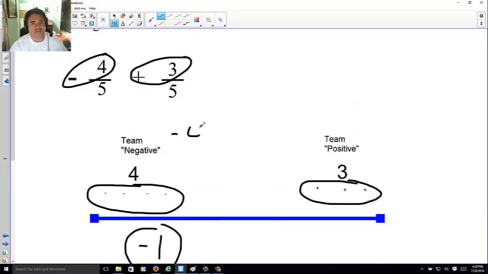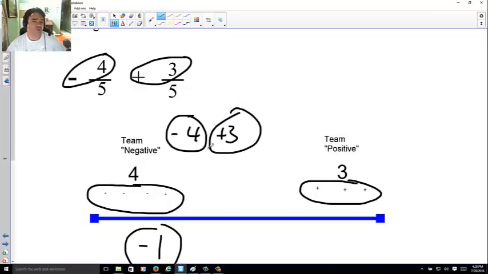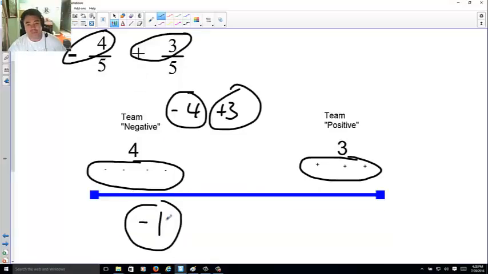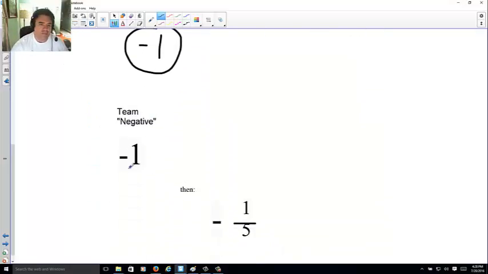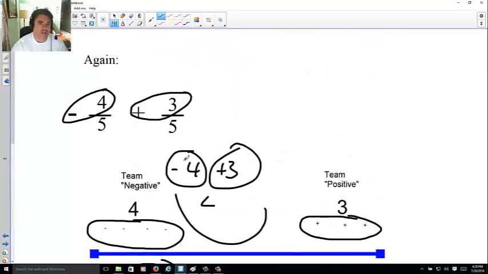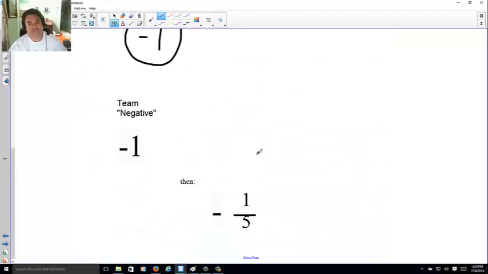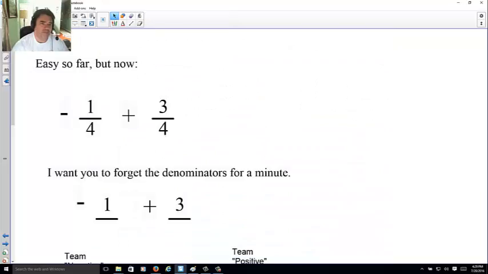So when you have -4 plus 3, think of -4 and positive 3. Who's got more? Negative. By how many? 1. So that's how you do that. Team negative, -1. Don't forget that you're still over 5. So -1, and then it's over 5. Easy peasy.